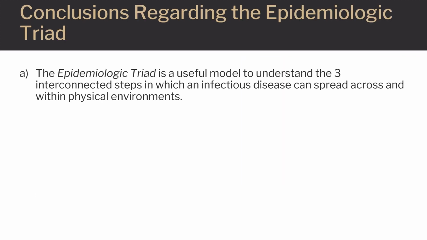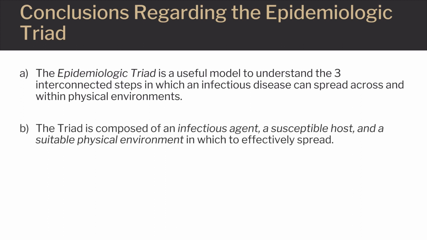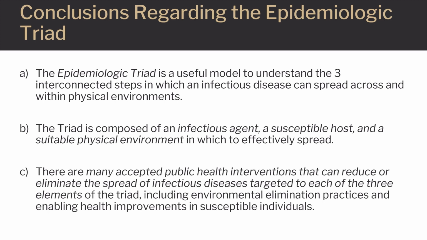This presentation has highlighted the three interconnected links of the epidemiologic triad. Each link was discussed as well as specific characteristics that increase risk for community transmission for infectious disease. Finally, broad interventional community health strategies were discussed, each with the goal of reducing spread of diseases.